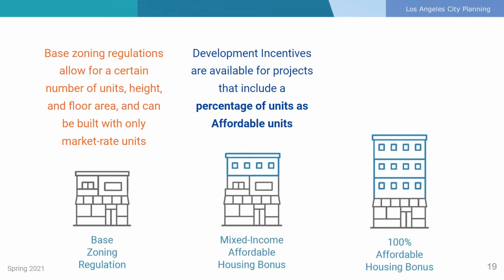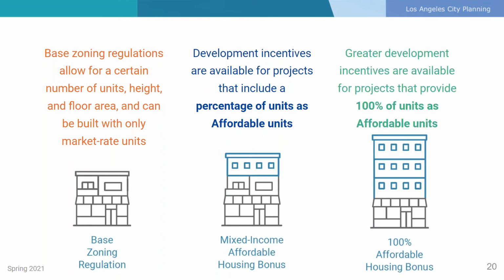They may also be eligible for additional incentives that help the project. If a project includes 100% of the units in the project as affordable at any of the income levels listed, they are eligible for greater incentives. This is because they are providing a greater public benefit by dedicating the entire project to affordable housing units.